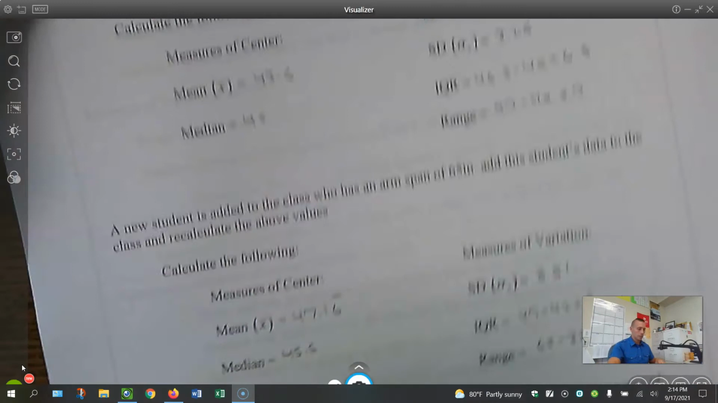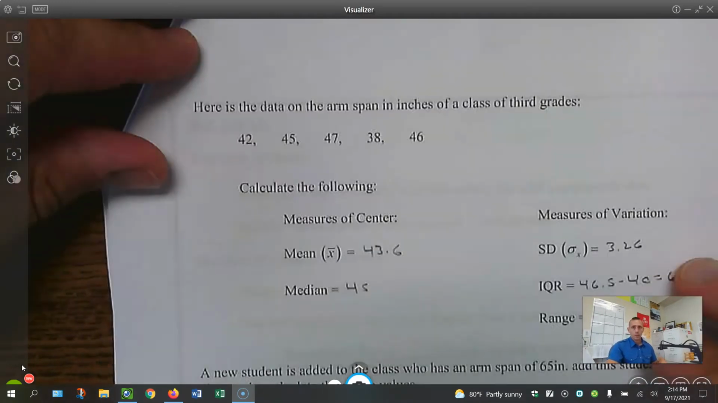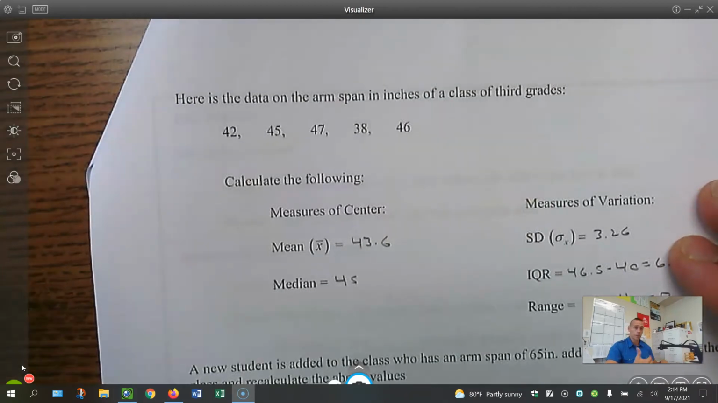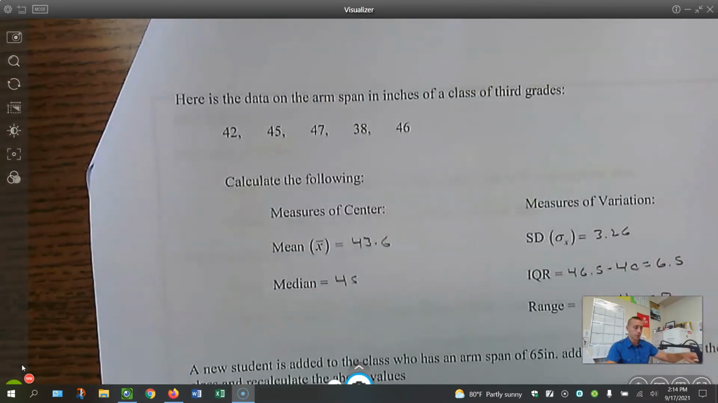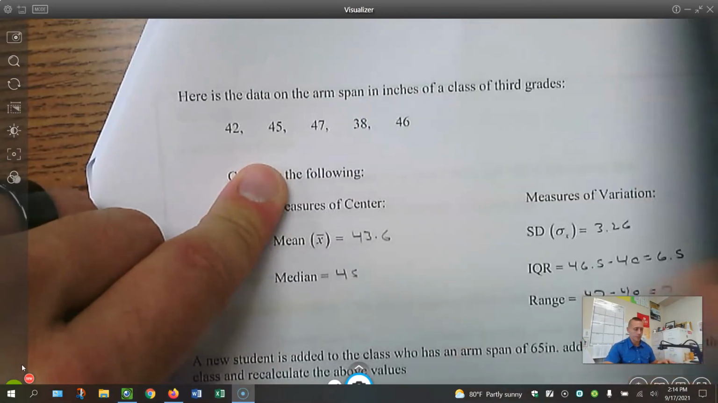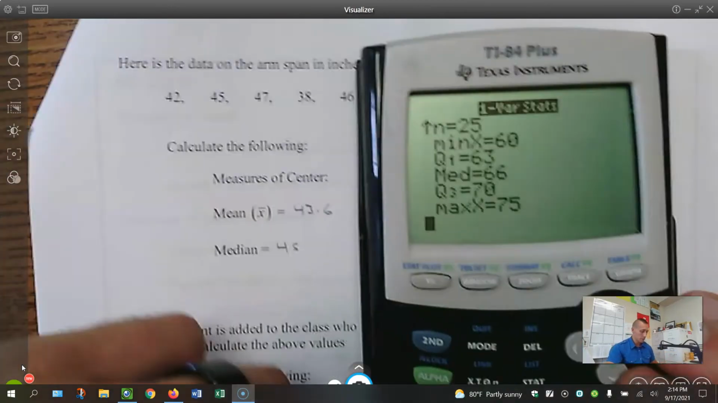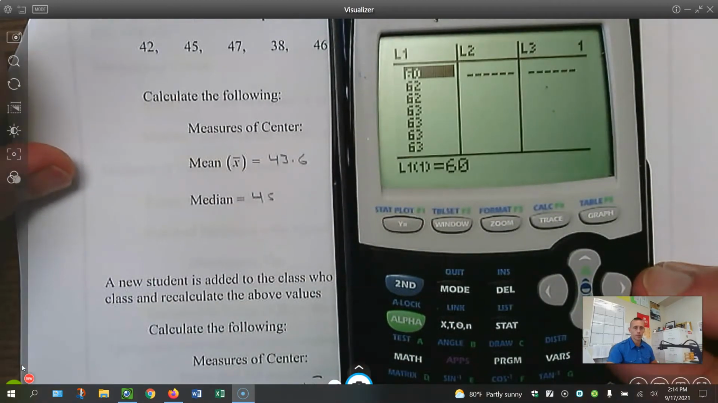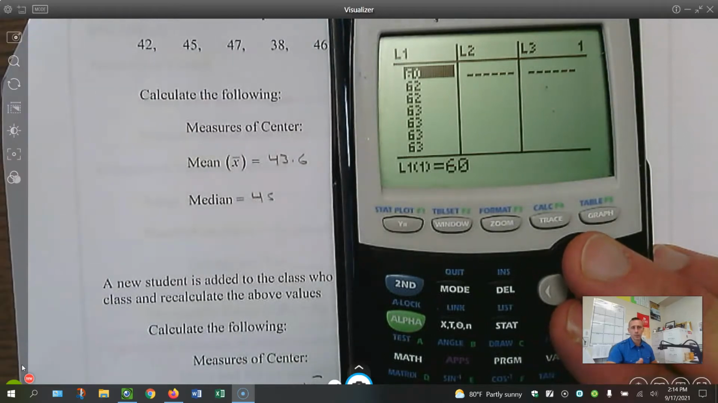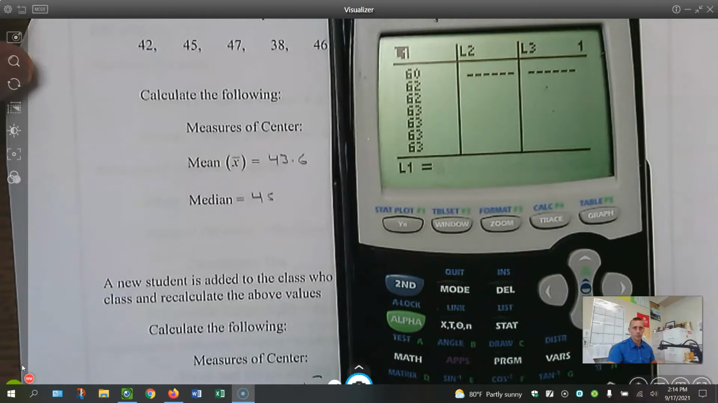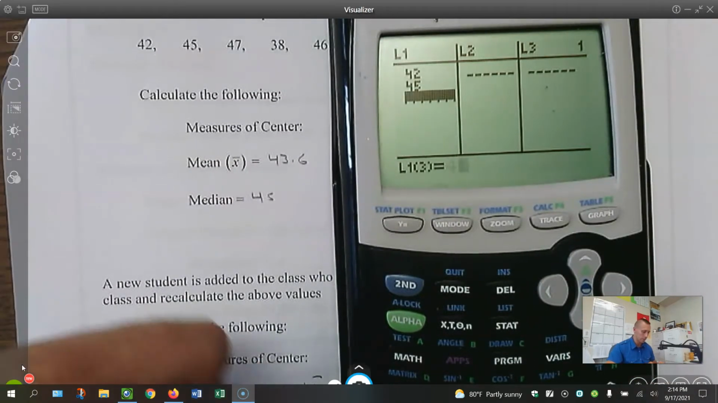All right, moving on. So what I'd like for you to do is use your calculator here so you can get comfortable with some of the features that you're going to need to utilize. So we're looking at arm span for a class of third graders. If you take your calculator and go to Stat, Edit, and you have anything in your list, you can clear it out simply by arrowing up, hitting Clear, Enter. And then I'll just enter in these values.